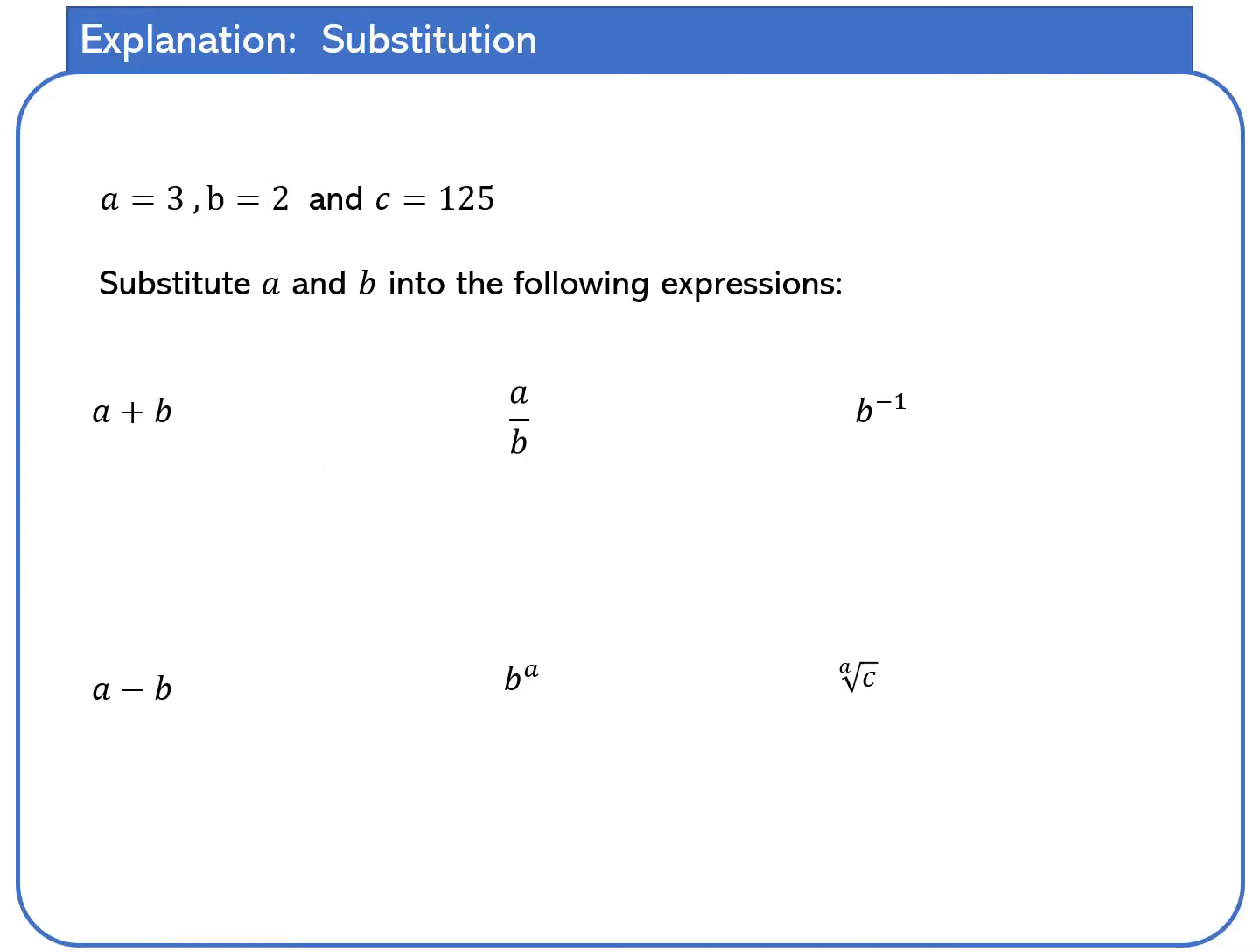Explanation: substitution. We have that A is equal to 3, B is equal to 2, and C is equal to 125. Substitute A and B into the following expressions. So underneath A, I'm going to put 3. Underneath B, I'm going to have 2. And we're going to add those two together, which gives me 5.